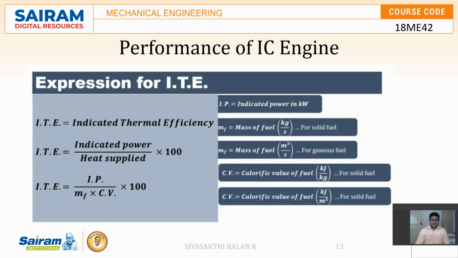And for indicated thermal efficiency, this efficiency is calculated based on the indicated power as well as the amount of heat supplied. So the indicated thermal efficiency expression is indicated power to the heat supplied multiplied by 100, so that we will get it in terms of percentage. And indicated power, we know the expression already, I explained it in the previous slide. And heat supplied is nothing but the mass of fuel supplied multiplied by the calorific value. Mass of fuel is in kilogram per second, and calorific value is in kilojoules per meter cube or kilojoules per kilogram.